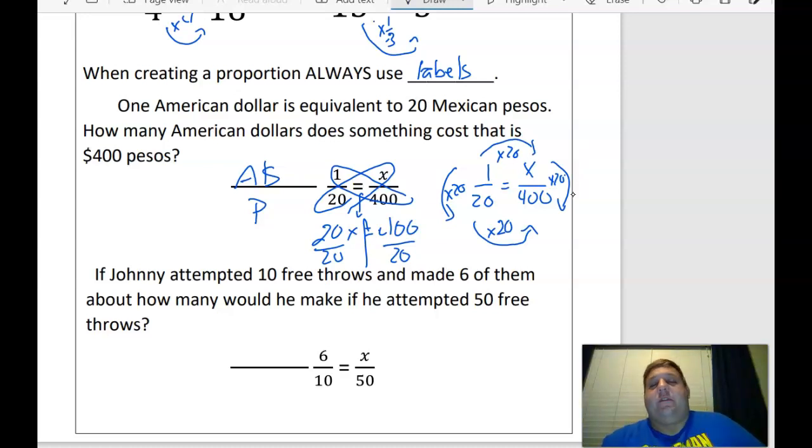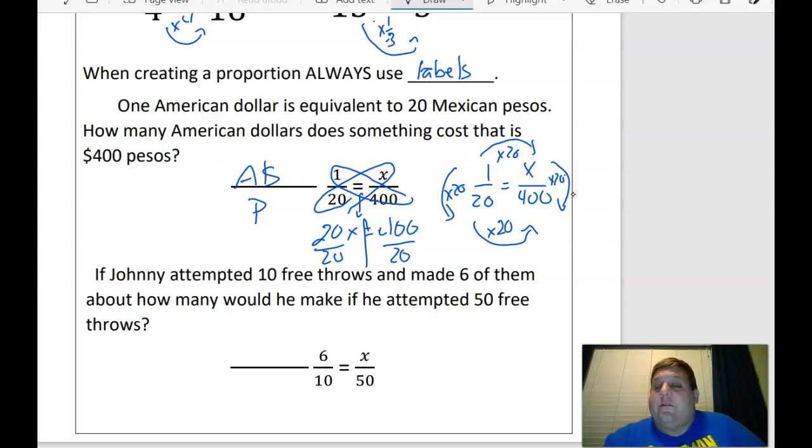Butterfly works every single time, always, always. Or cross multiply. I don't know if you'll call it butterfly in elementary. The go up and down and side to side, sometimes it's hard to see those. And if it is, don't spend a whole lot of time trying. Just go with the butterfly method.